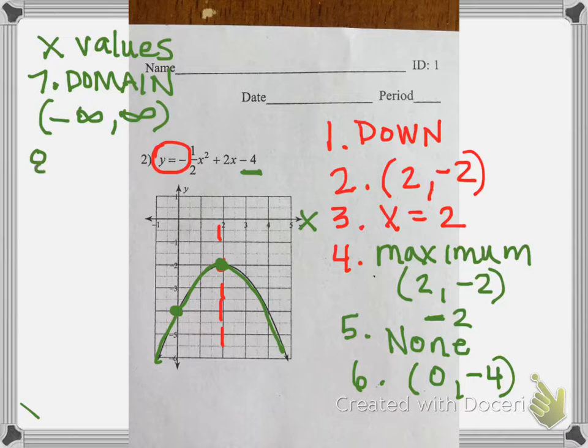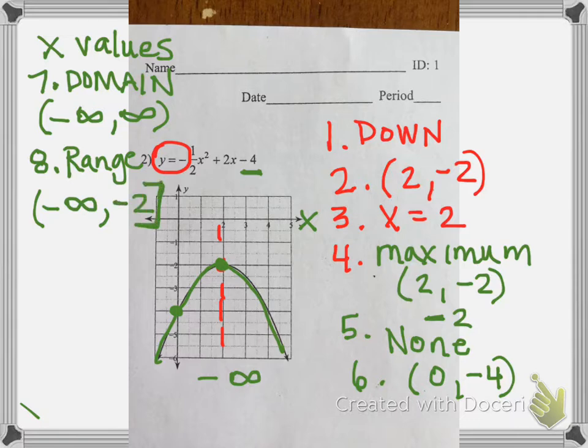Range. Range is the y values. For range, you always go low to high. So my lowest values are -infinity, down here low. This is -infinity down here. And it goes clear to my high value, which is -2 for this graph. And you always bracket the range, because range includes -2.